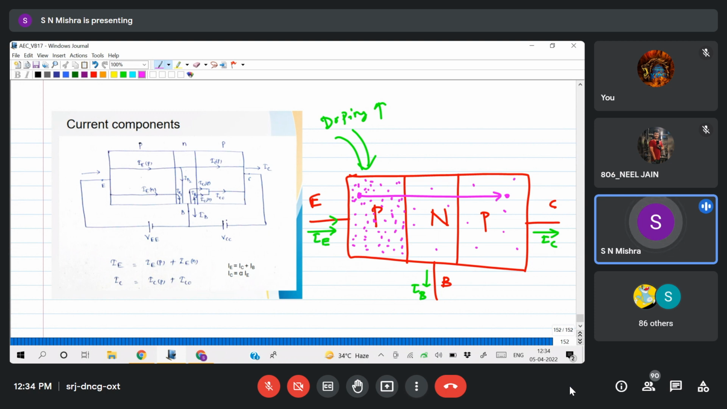In between, the base is coming. Now the base is very lightly doped. Why? Because holes are the majority carrier in the emitter. When holes are moving to the base, I'll find electrons as the majority carrier, and if I dope the base more, then what will happen? I'll find more electrons in the base region. So more electrons are in the base region and holes are coming from the emitter. What will happen?